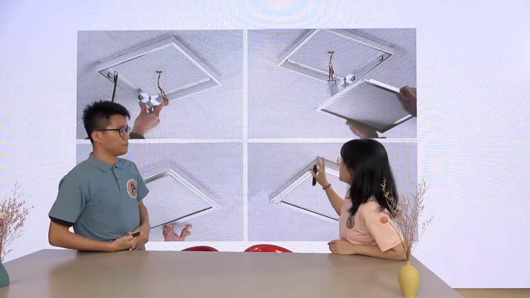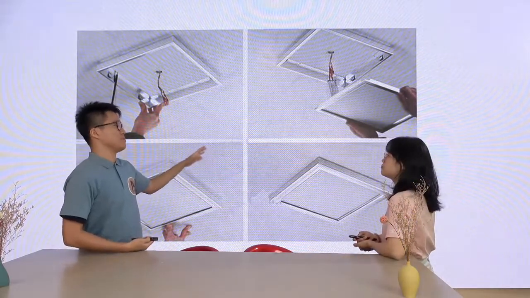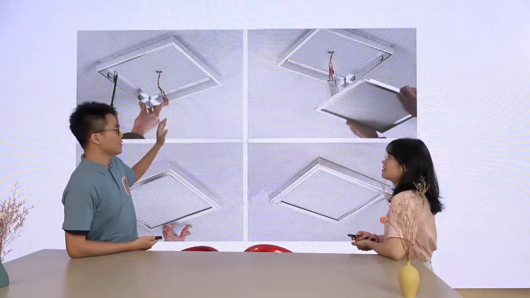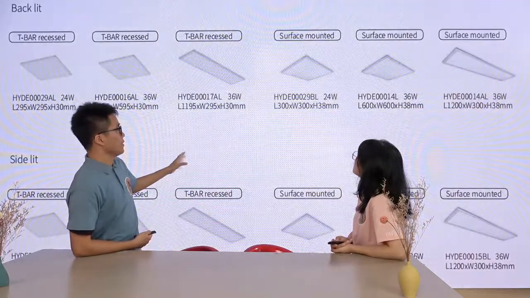For this series, we also have the surface mounted installation way. Yes, and I think this one is different from the T-bar one. This is also the most simple way to install this panel light.